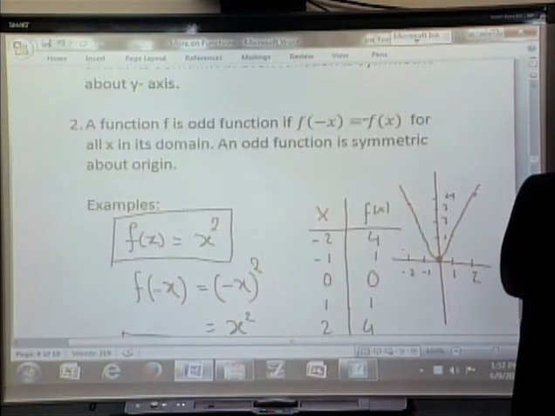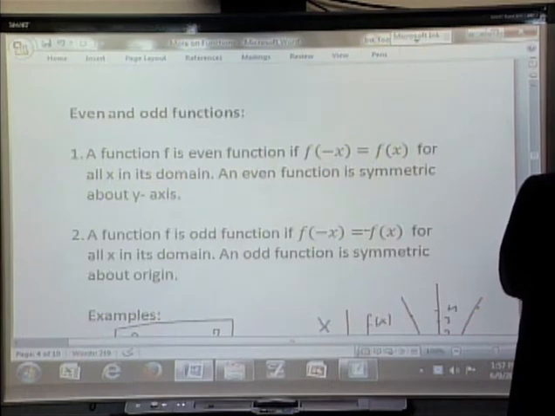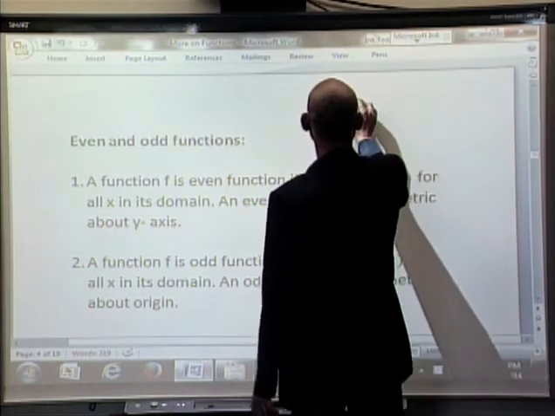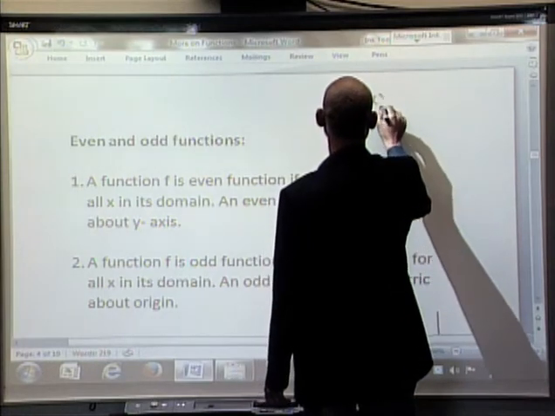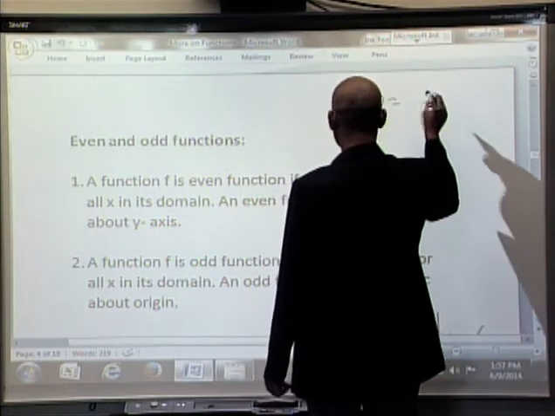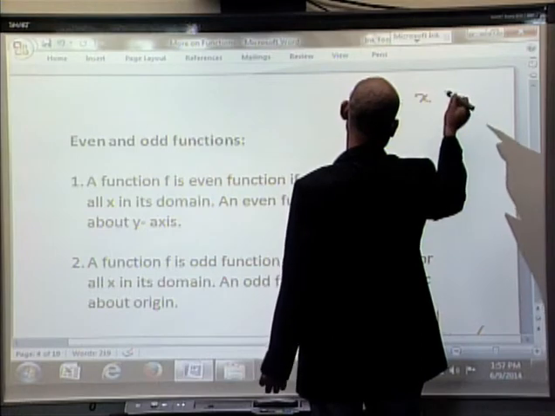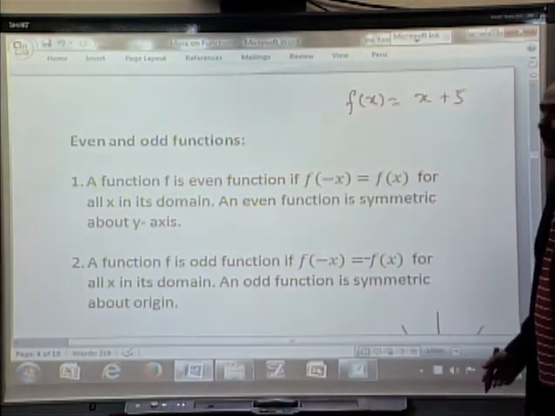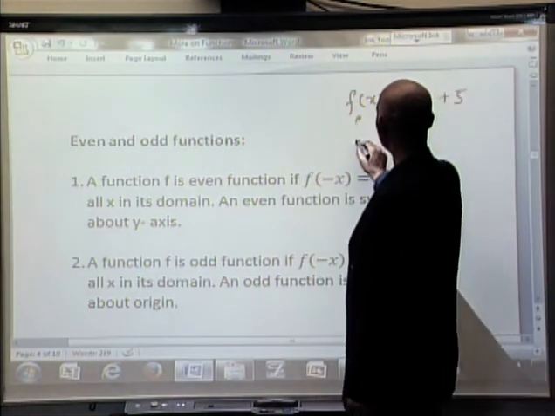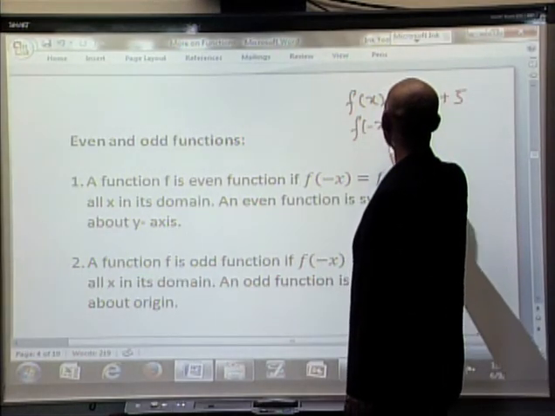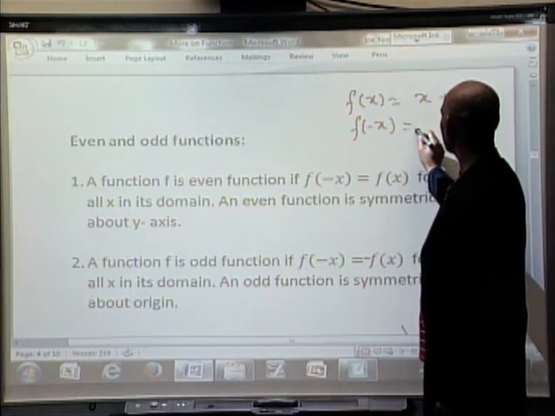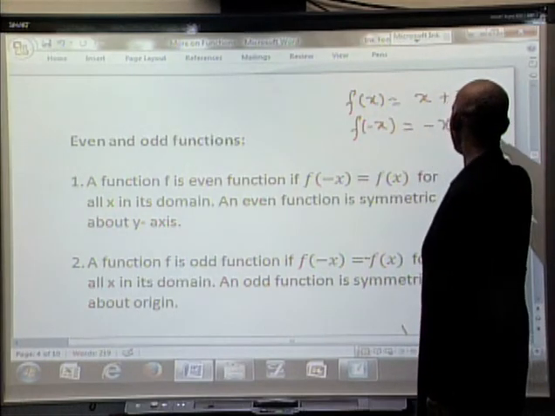Well, in terms of formula, let us say there is a formula like this: f of x equals x plus 5, a very simple function. If I want to know whether this is an even or odd function, I will replace x by minus x. So, f of minus x equals minus x plus 5.